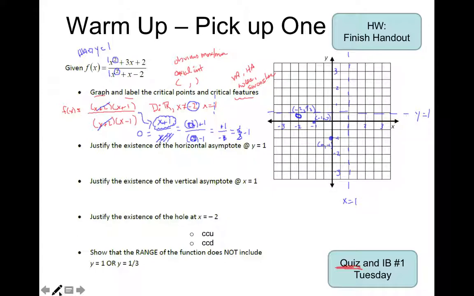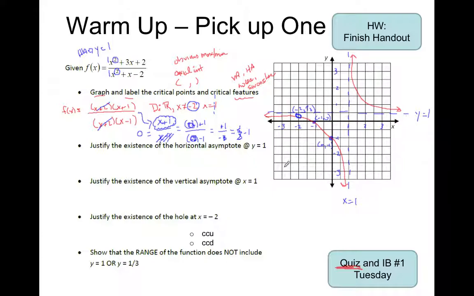Now at this point I'm going to use my calculator and verify the shape that I think I'm going to have here. Okay.